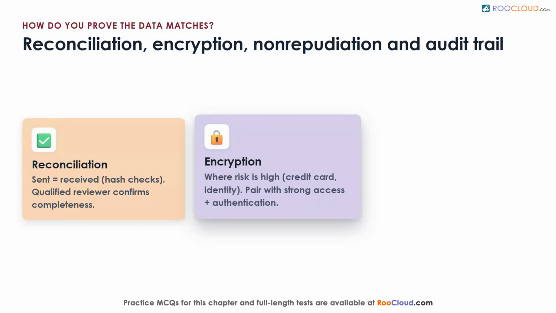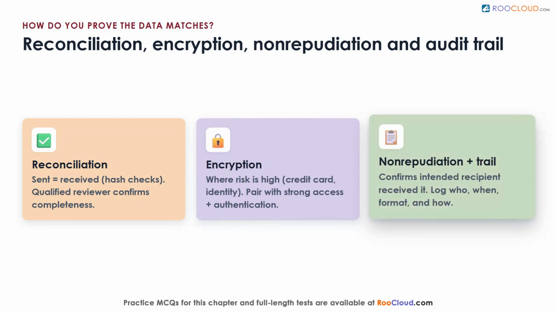Then encryption, used where the risk is high. Think credit card data or identity theft exposure. Pair it with strong access and authentication. Don't forget non-repudiation. That confirms the intended recipient is the one who actually received the data. Finally, the audit trail. Capture who sent it, when it was sent and received, the format, and how. And review the server logs along the path, especially when data leaves for an external system.